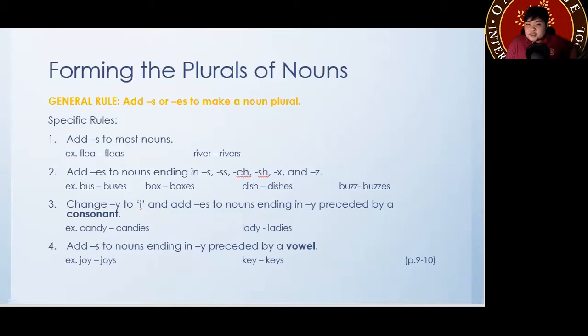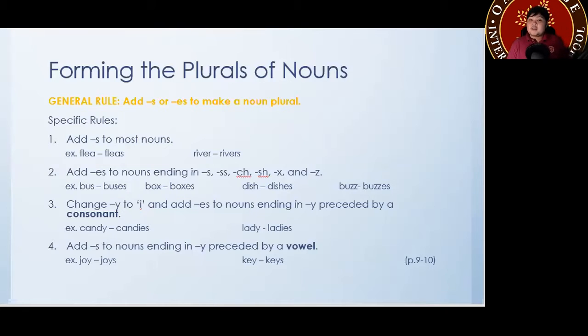Now, I want you guys to be careful with the words ending in Z. Certain words that end in Z, especially when they have just one Z, when you make them plural, you have to double the Z and then add ES. So, for example, the word quiz, Q-U-I-Z. To make quiz plural, you write quizzes, which is spelled Q-U-I-Z-Z-E-S. Again, when it ends in just one Z, to make it plural, you have to double the Z and then add ES.